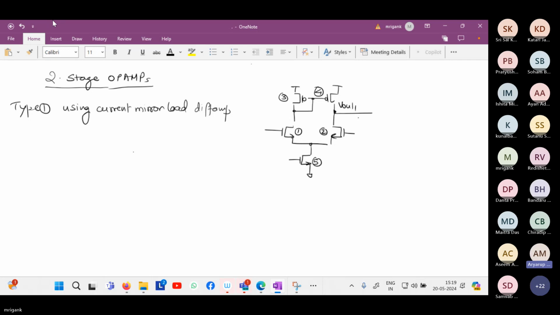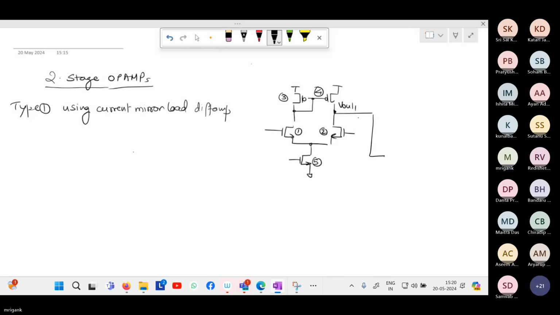Because if we use NMOS, then it may hinder the swing. If you use NMOS, the swing will reduce. Why will the swing reduce? What happens if I put an NMOS? And the load can be anything, it can be an active load, PMOS. What is the problem?